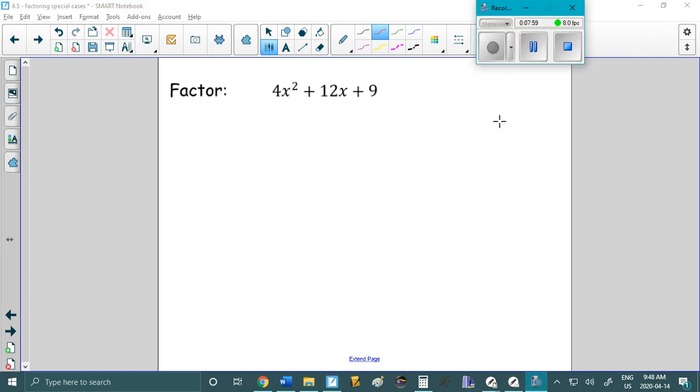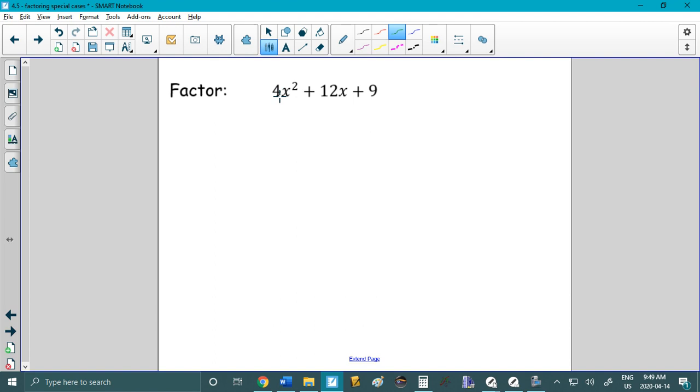And remember, you can do this. I'm not giving you something you can't do. Do that now. Okay, so again, step 1, is there a common factor? Can I take anything out of everything? I can't. So a times c is 36. B is 12. So I need two numbers that multiply to 36 and add to 12.